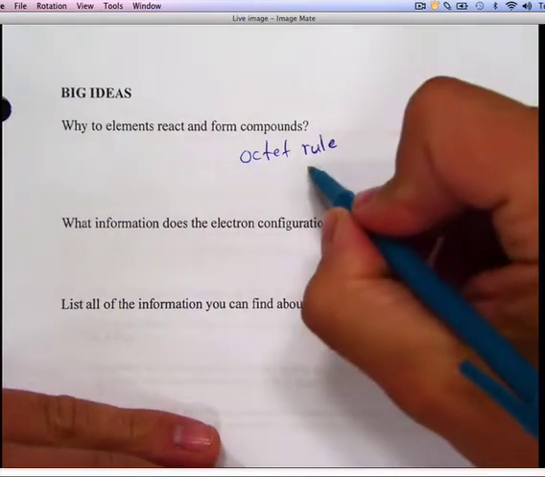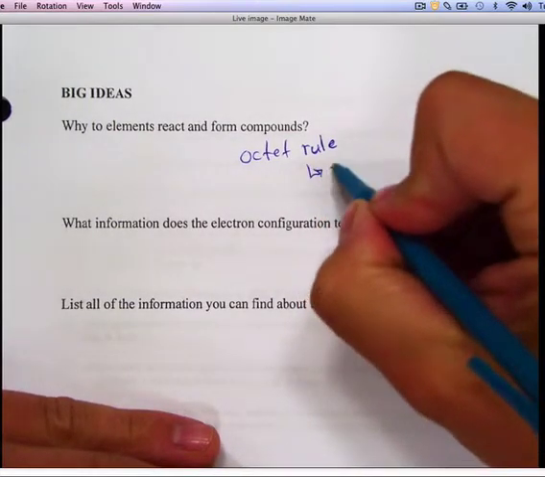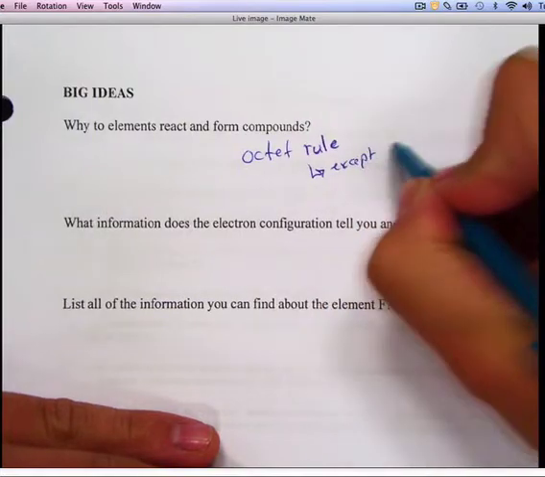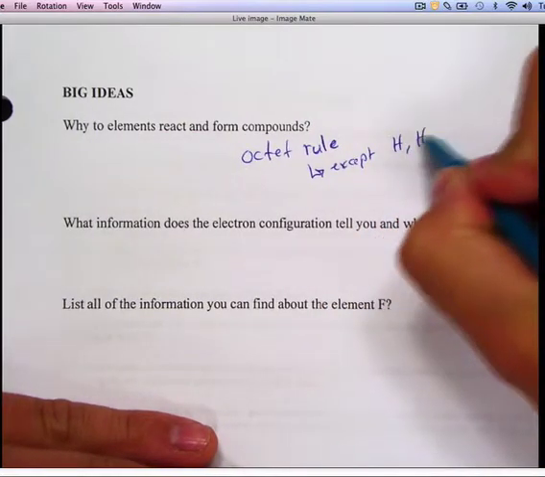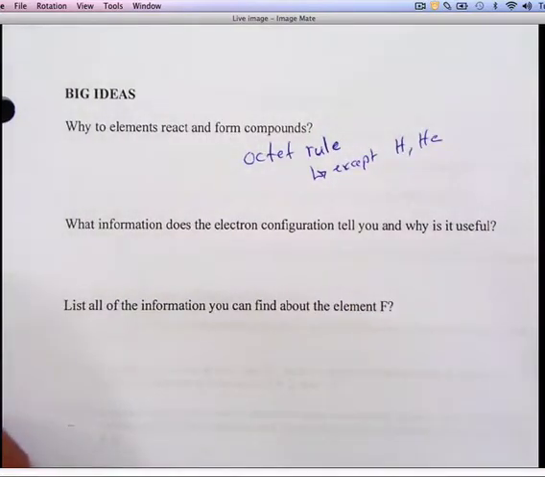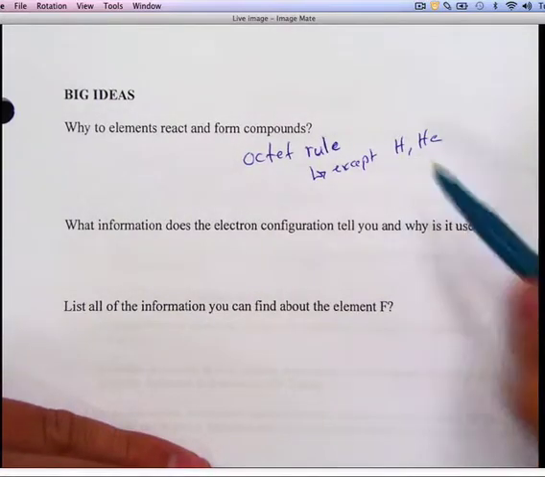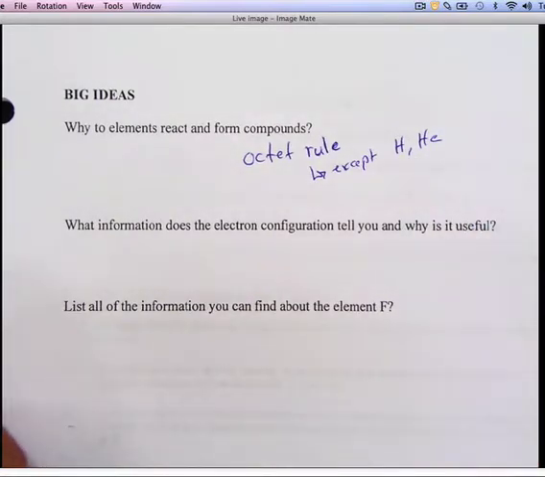The only exception to this rule would be hydrogen and helium, because they only have 1 energy level and they only want to have 2 in their valence shell. Everything else wants to get 8.